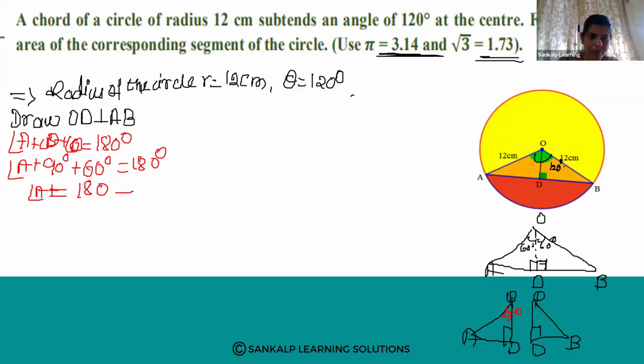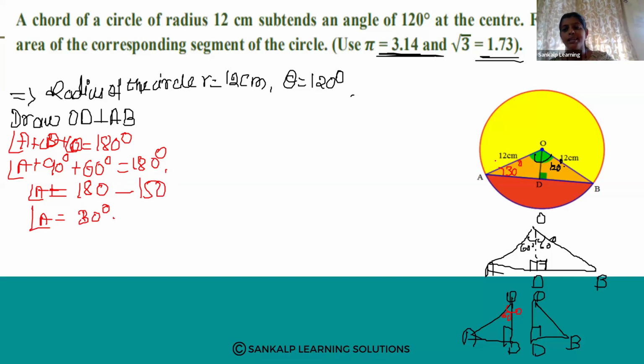It becomes 90 plus 60. It is 150 degree. So 180 degree minus 150 degree, angle A is equal to 180 minus 150, which is 30 degree. Right? You will get 30 degree. That means angle A is 30 degree. Understood? Angle O is 60 degree.